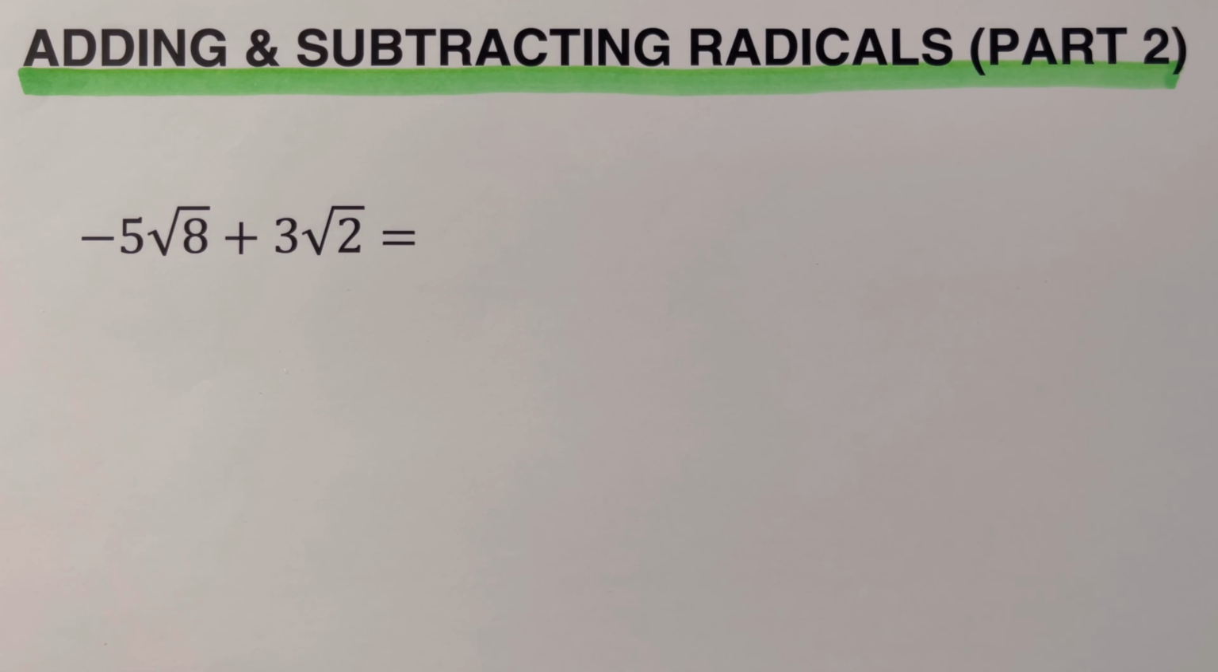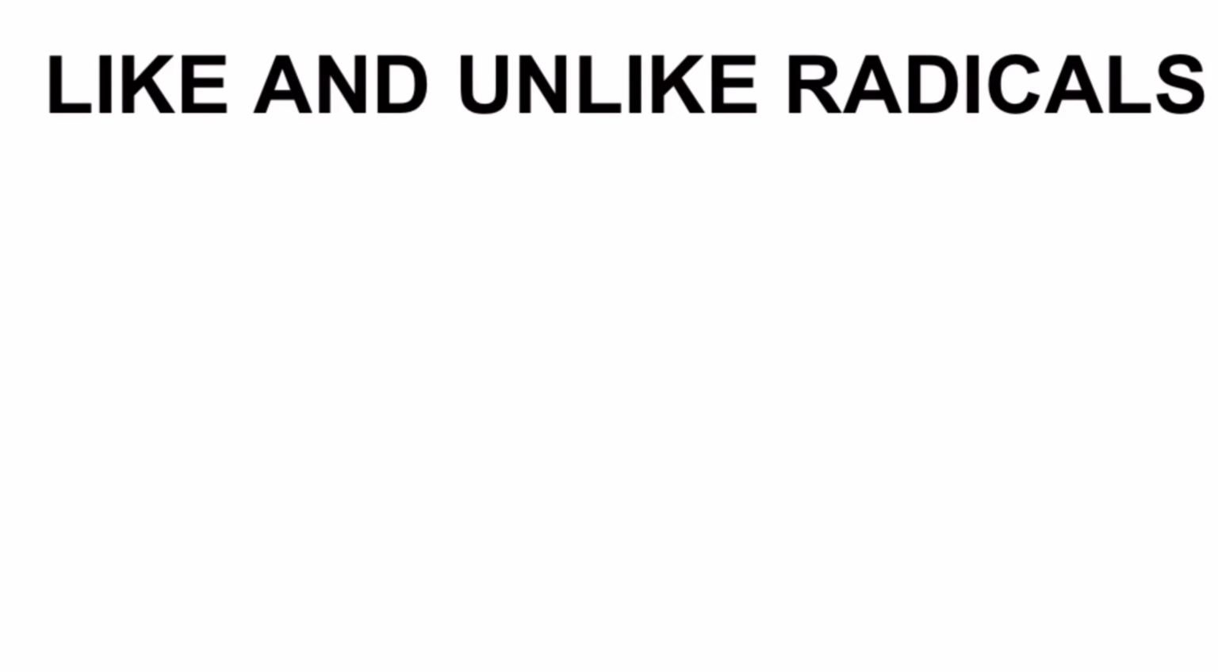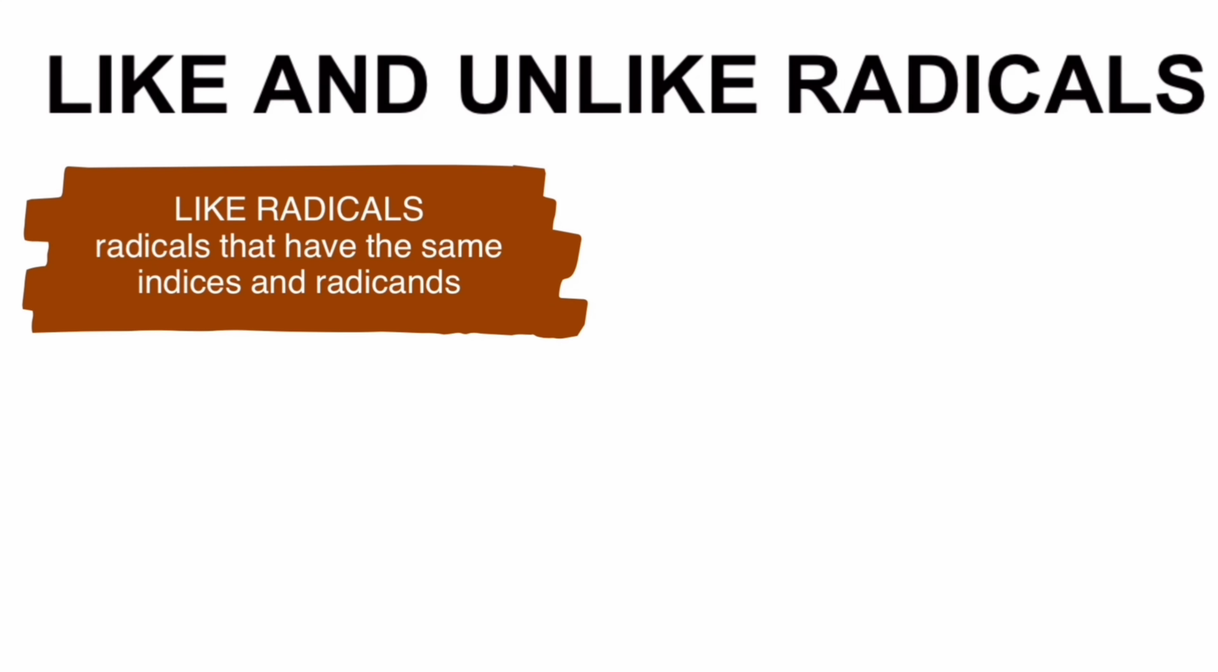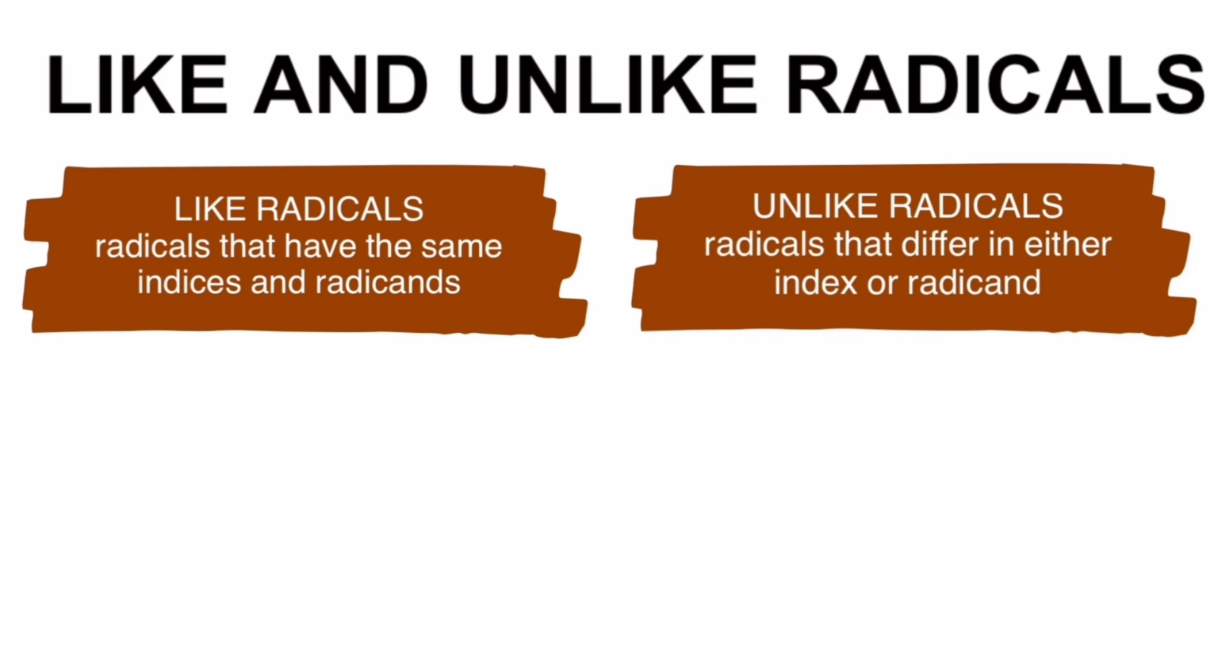Okay, before going further, let's have the definition of like and unlike radicals, since we need this in adding and subtracting radical expressions. We remember that if we say like radicals, these are radicals that have the same indices and the same radicand. While on the other hand, if we say unlike radicals, these are radicals that differ in either the radicand or the index. So let's take these general radical expressions.